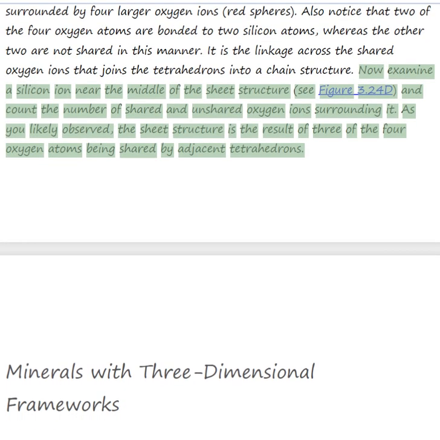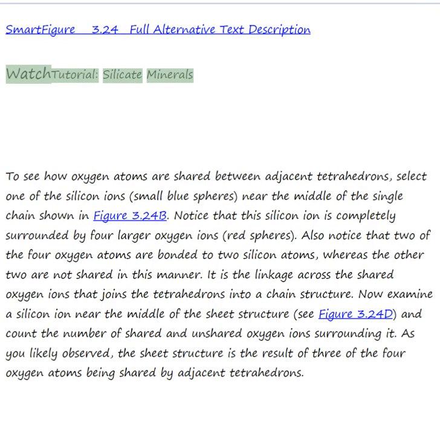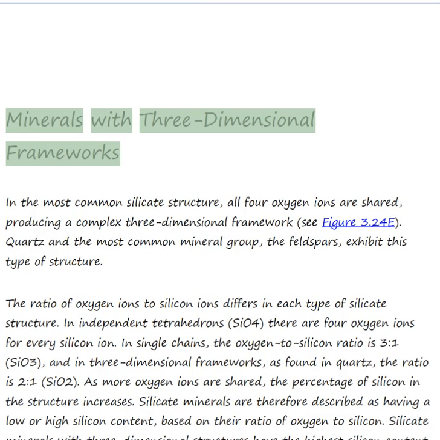Now examine a silicon ion near the middle of the sheet structure and count the number of shared and unshared oxygen ions surrounding it. As you likely observed, the sheet structure is the result of 3 of the 4 oxygen atoms being shared by adjacent tetrahedrons. Watch tutorial: Silicate minerals. Minerals with 3-dimensional frameworks.